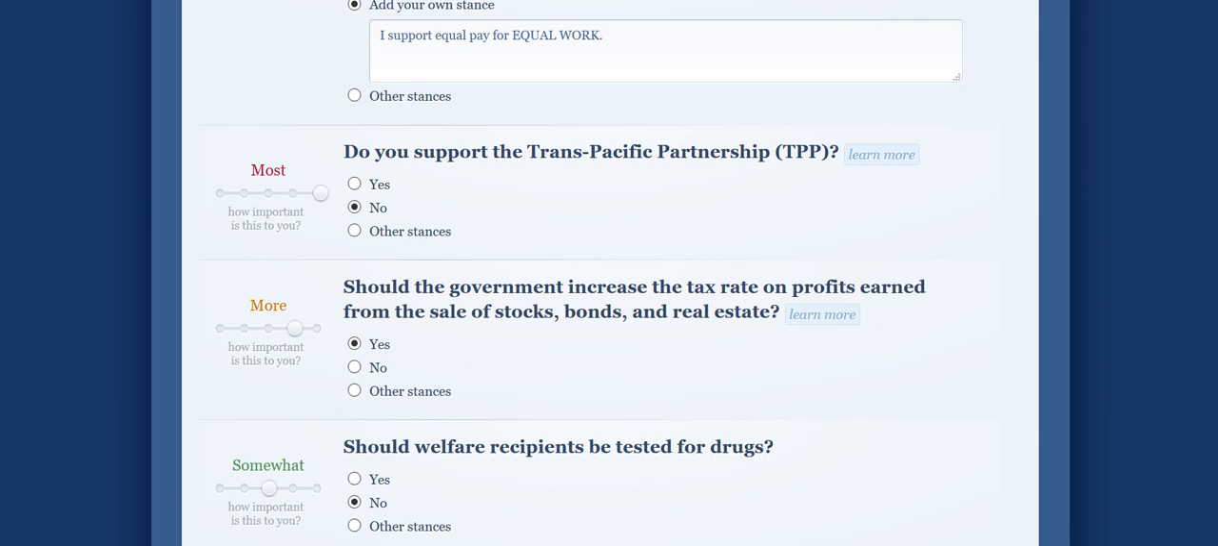Should welfare recipients be tested for drugs? I put no, because the reason they would drug test welfare recipients is because they take government money. Well, a lot of people take government money, so why would you single out welfare recipients? That makes no sense. If you want to be consistent, if you want to say, hey, let's drug test people who take welfare or who take government money, well, politicians, batter up. You guys all want to be drug tested? You take government money. So you should be drug tested.